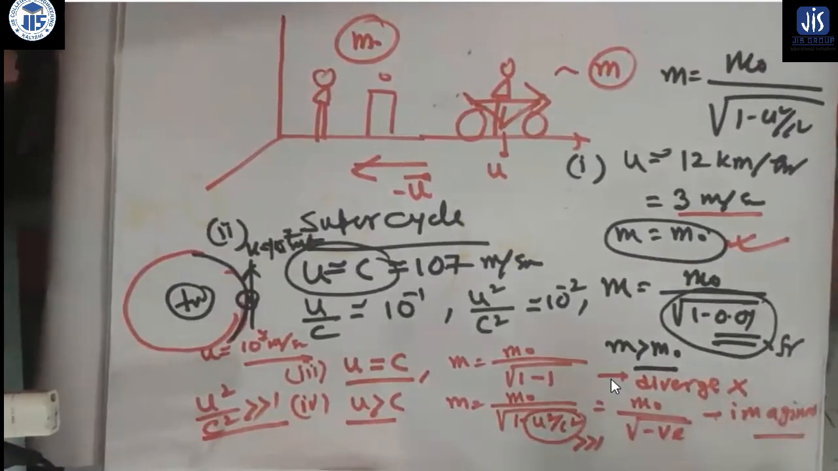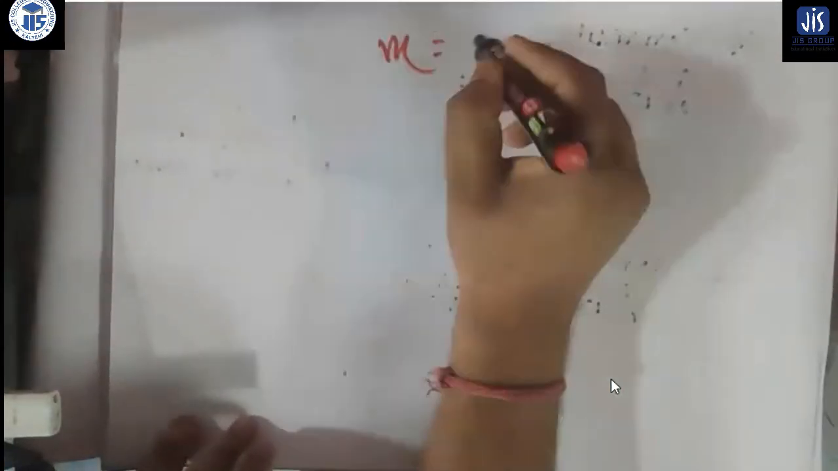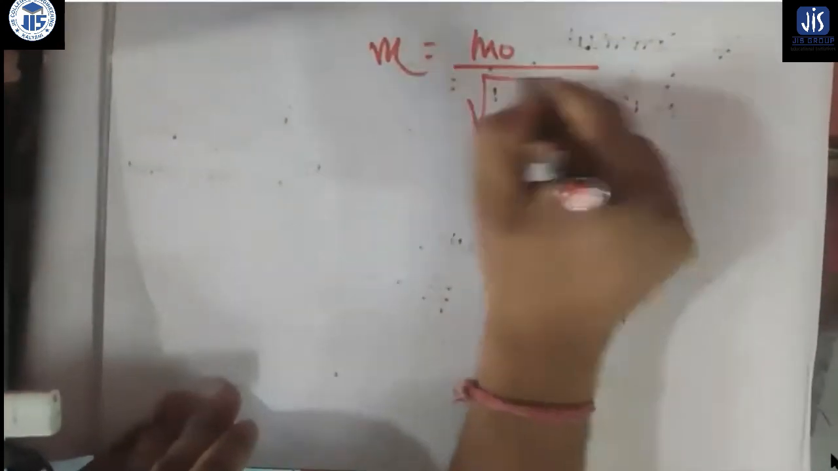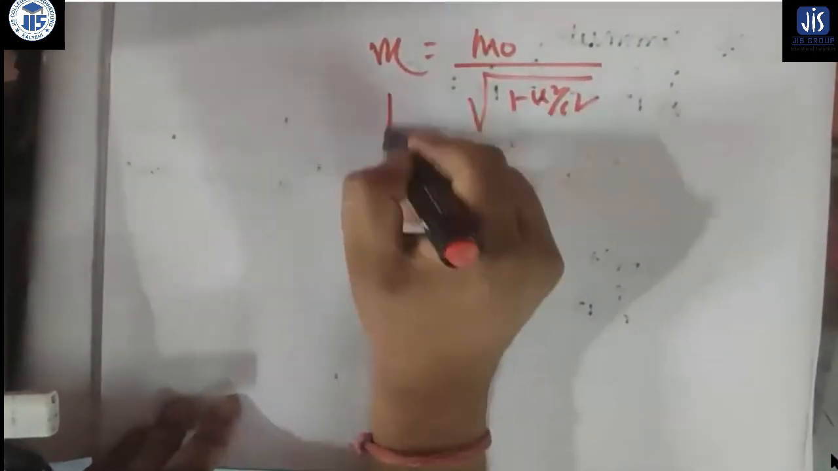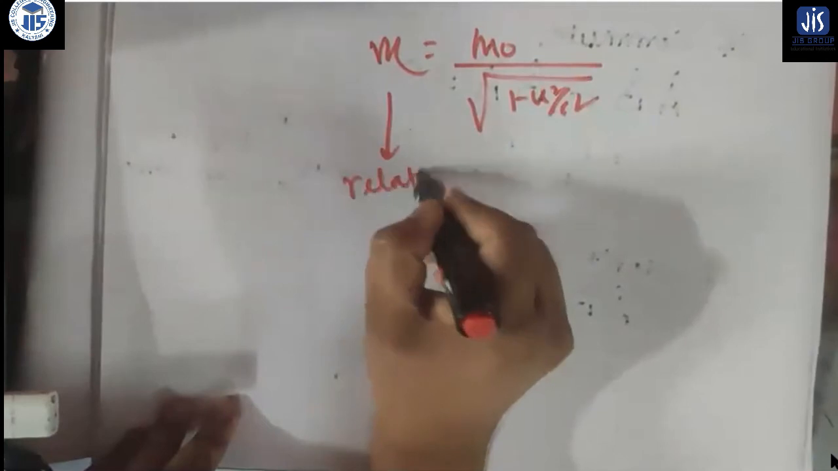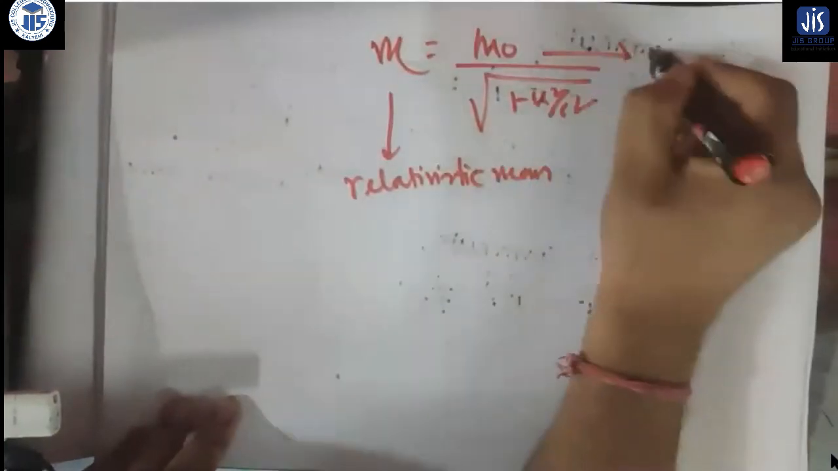Okay, so now what Einstein did, he actually utilized this idea. He utilized this basic concept of mass variation with velocity, m equal to m0 by root over 1 minus u square by c square. Okay, this is the relativistic mass or mass due to motion, and this is the rest mass.